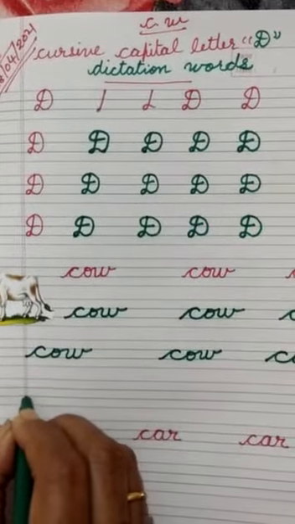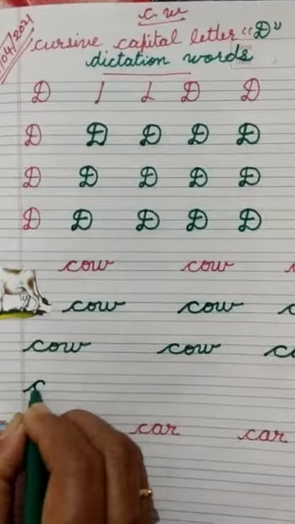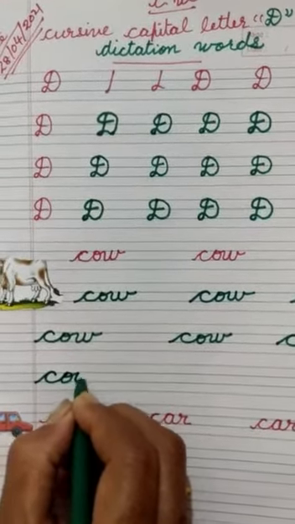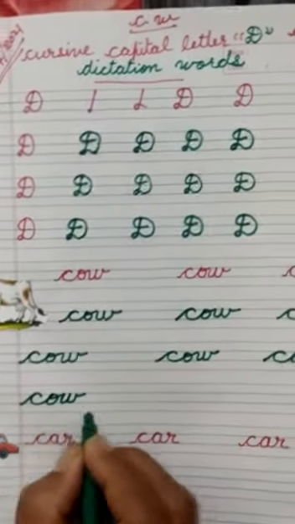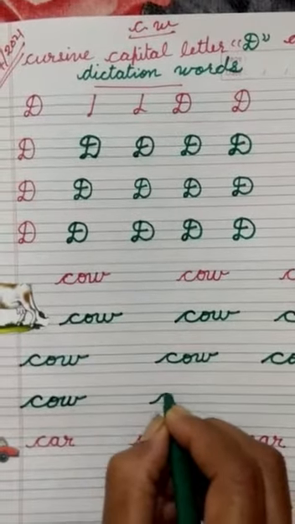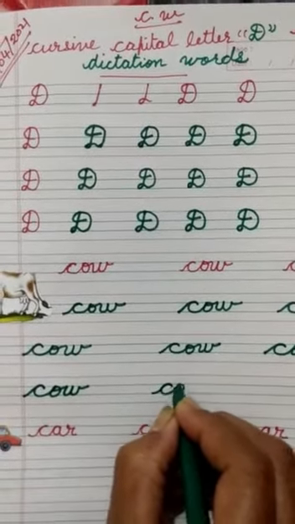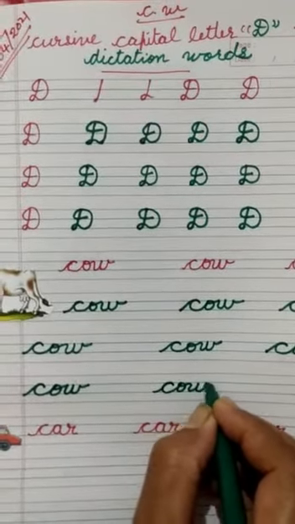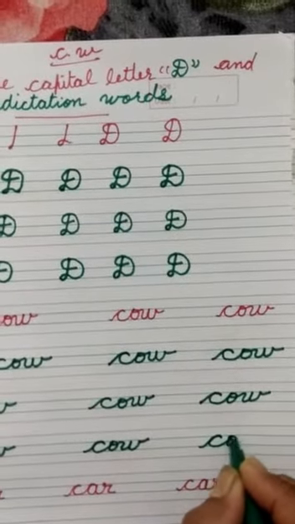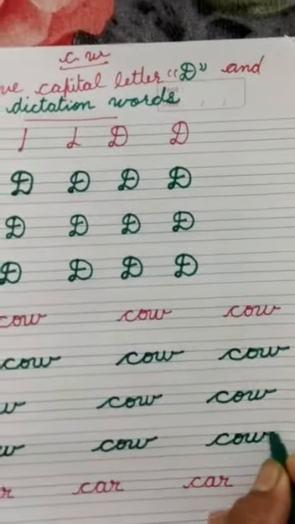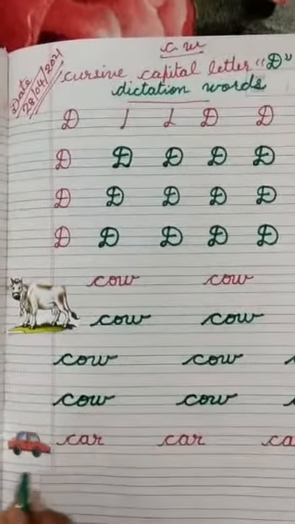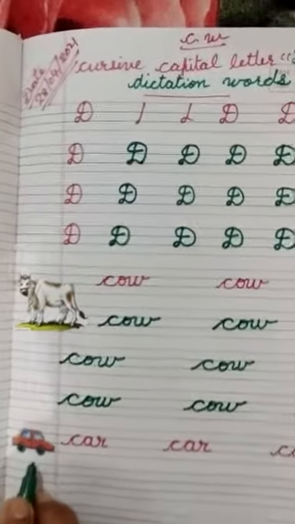Once again, start from the third line. Start by writing the letter C and joining the letter C with O and the finishing letter W. Cow. Cow means gaay. Spelling of cow: C O W, cow. C O W, cow.